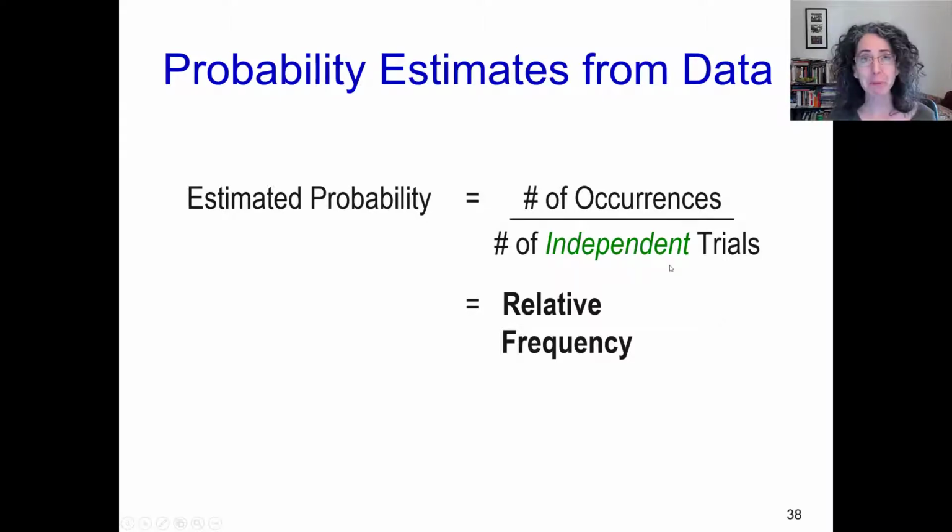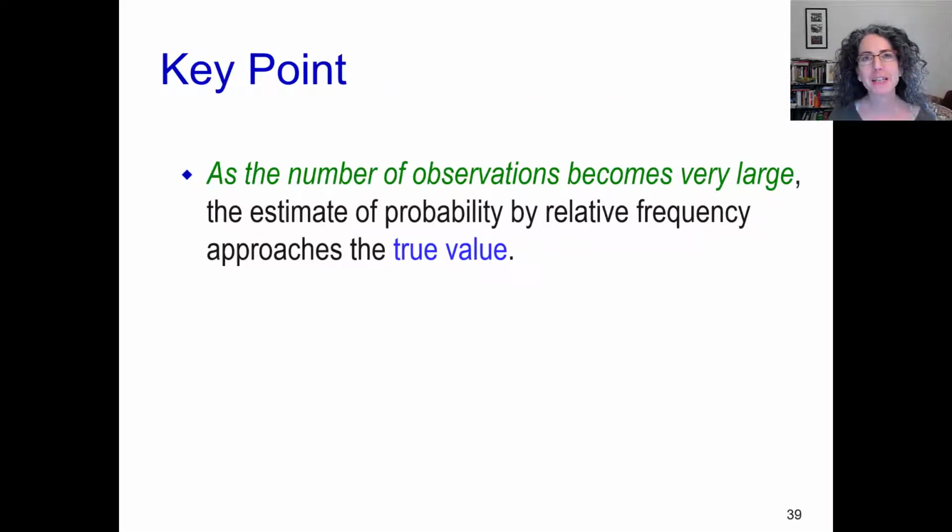This is a really simple and really effective tool in estimating probability. So essentially we're saying I'm going to estimate the likelihood of something happening by how often it happened. So here's an important idea about relative frequency. This phrase in green is one that we're going to see many times in this lecture. As the number of observations becomes very large, the estimate of probability by relative frequency approaches the true value. Right? So that's great. This is a good estimator.